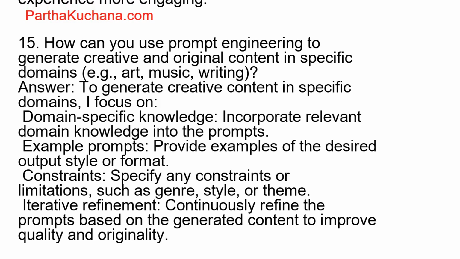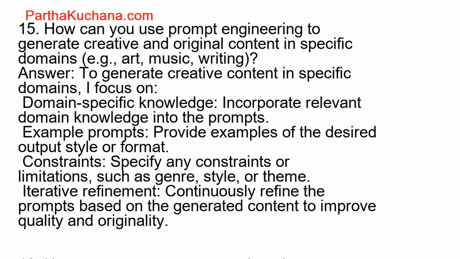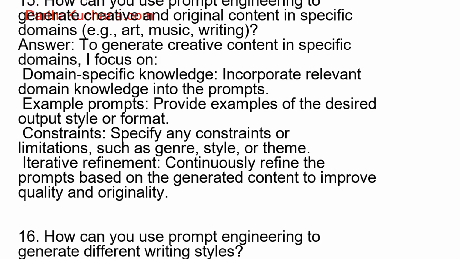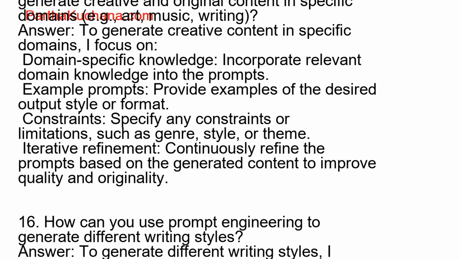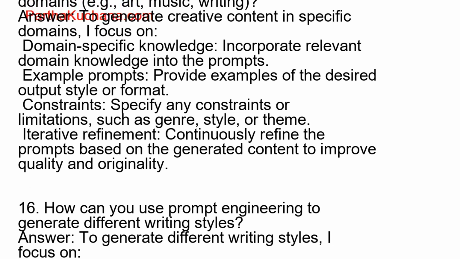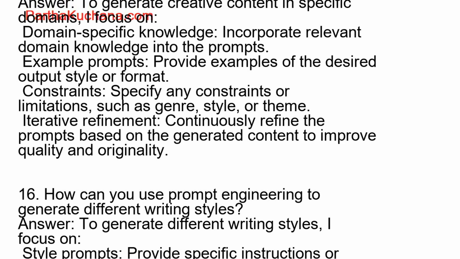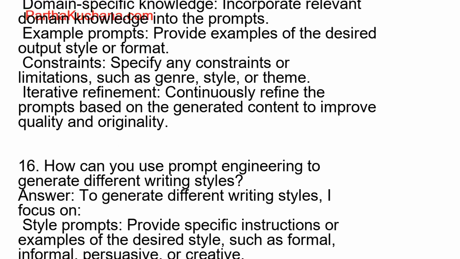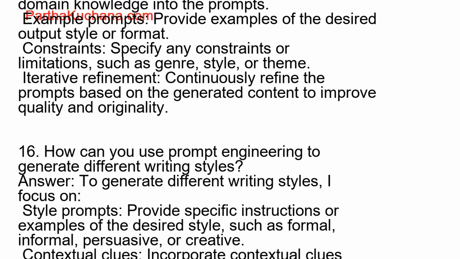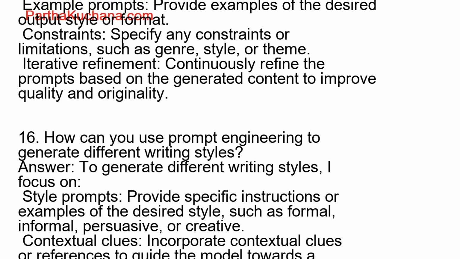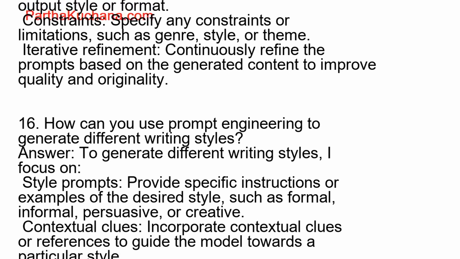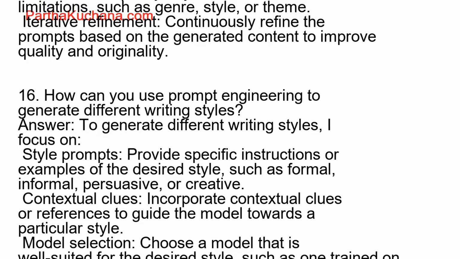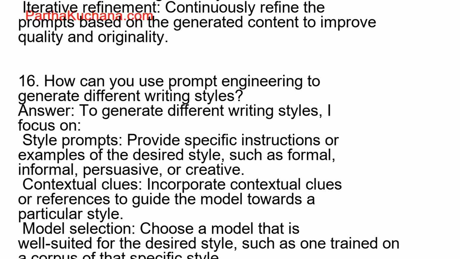16. How can you use prompt engineering to generate different writing styles? Answer. To generate different writing styles, I focus on style prompts. Provide specific instructions or examples of the desired style, such as formal, informal, persuasive, or creative. Contextual clues: incorporate contextual clues or references to guide the model towards a particular style. Model selection: choose a model that is well suited for the desired style, such as one trained on a corpus of that specific style.